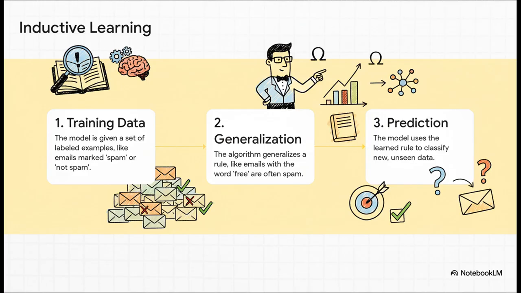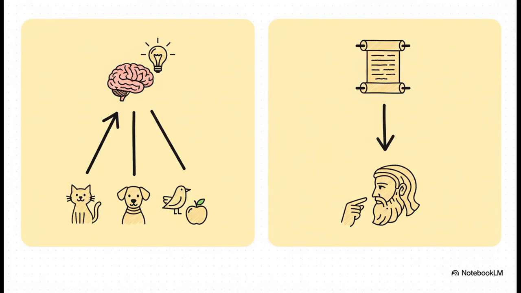Second, the algorithm just churns through all that data looking for patterns. It might notice, hey, emails with words like free or winner seem to show up in spam a lot. And finally, it takes that rule it just learned and uses it to make predictions on brand new emails it's never seen before.